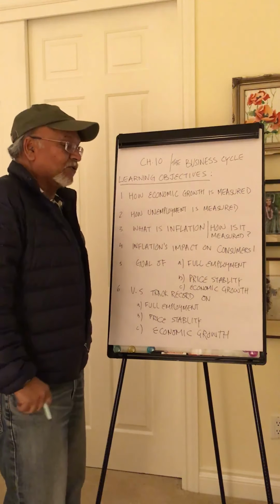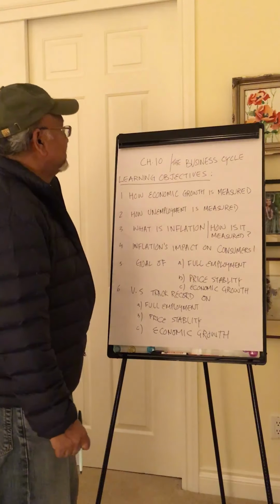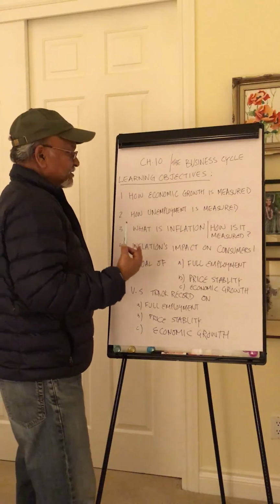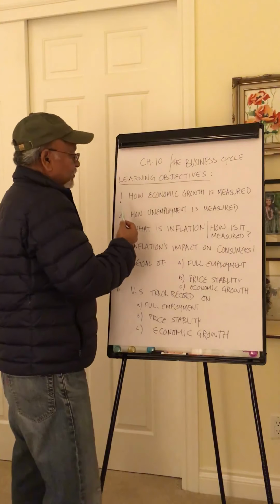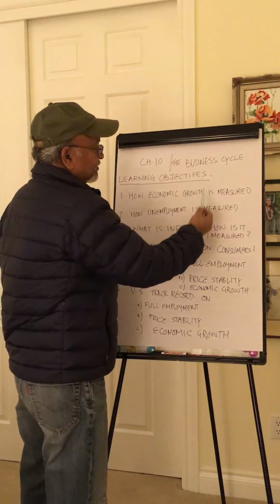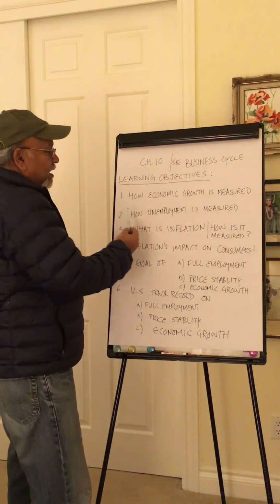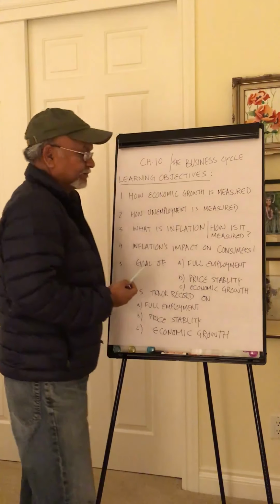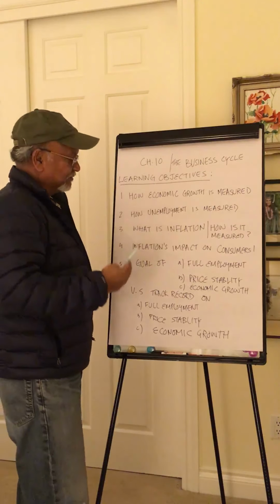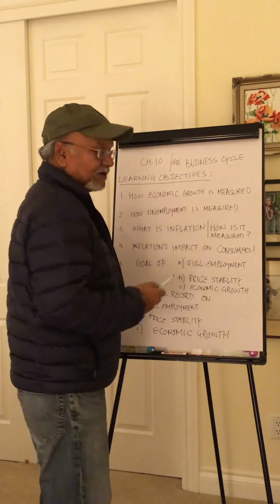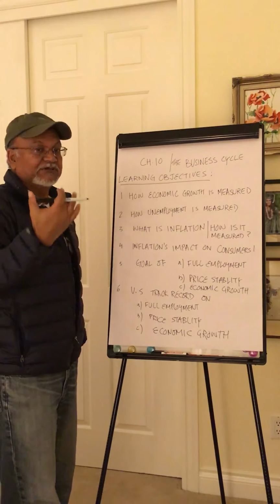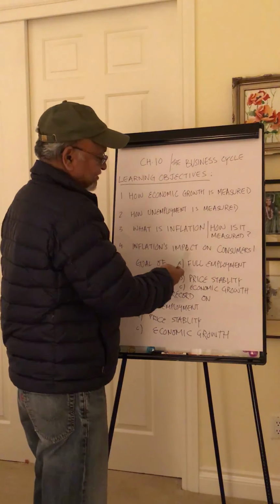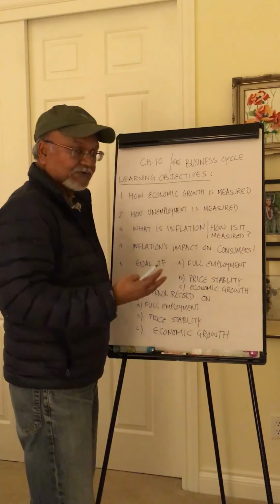So this is our goal for chapter 10. It's titled The Business Cycle, and this is our learning objective for this particular chapter. Our goal is to learn how economic growth is measured, how unemployment is measured, and what inflation is, like prices going up or going down. We'll learn how inflation is measured, and then briefly talk about inflation's impact on consumers like you and me.